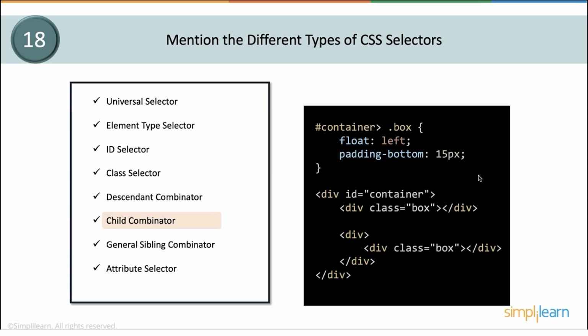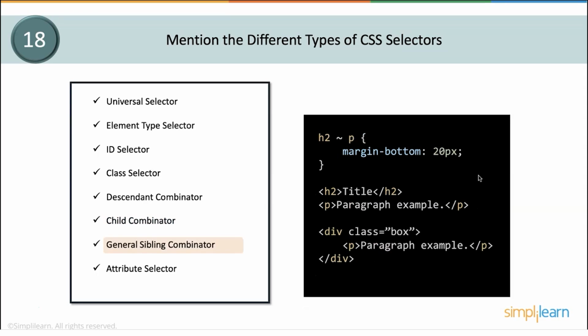Then we talk about the child combinator. In this case, you are trying to select all those which are the children of this container. So you use the greater than symbol, as in container > .box, selecting all those which have the child called box available.